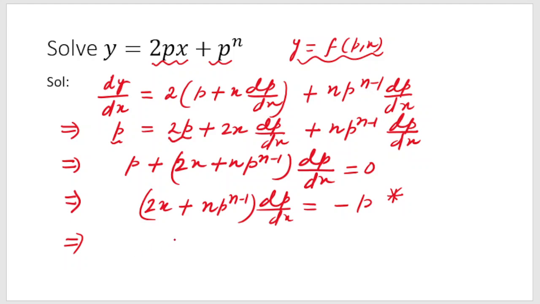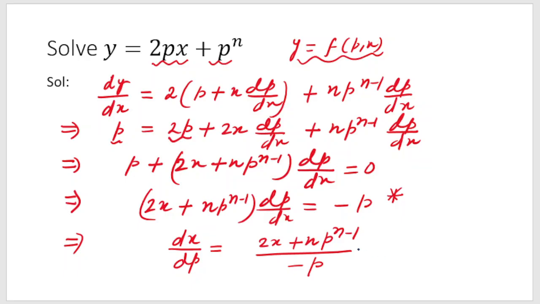What I am suggesting is, will you agree if I write dx by dp is equal to 2x plus n p to the power n minus 1 by minus p, because dp by dx will be what? dp by dx will be minus p by the whole thing, but what I have written is dx by dp is equal to 2x plus n p to the power n minus 1 by minus p. You may ask what is the benefit of it, so that I will explain.